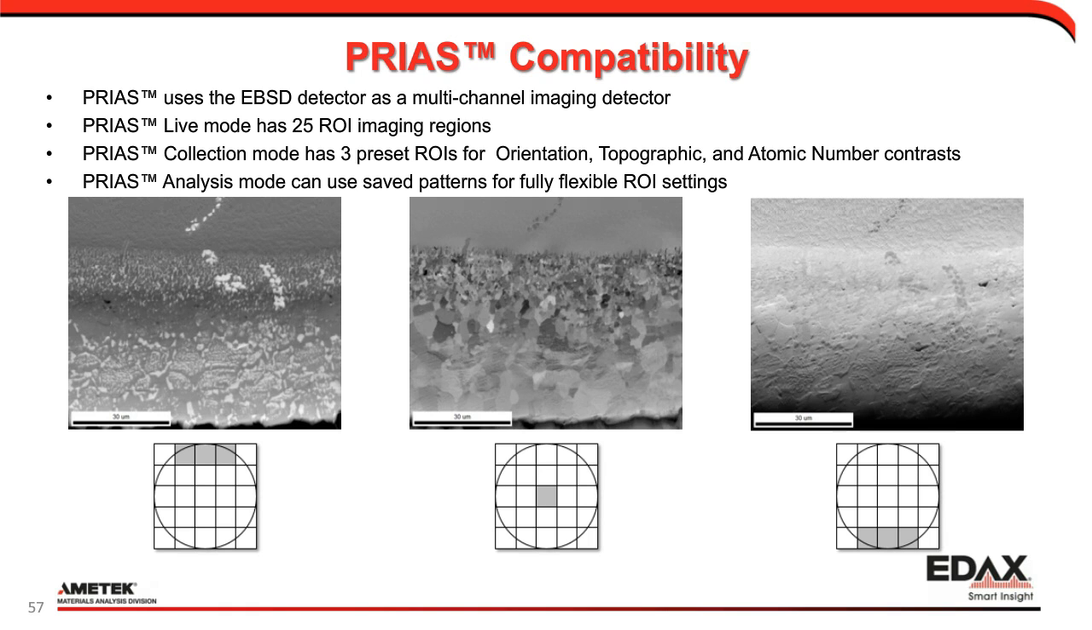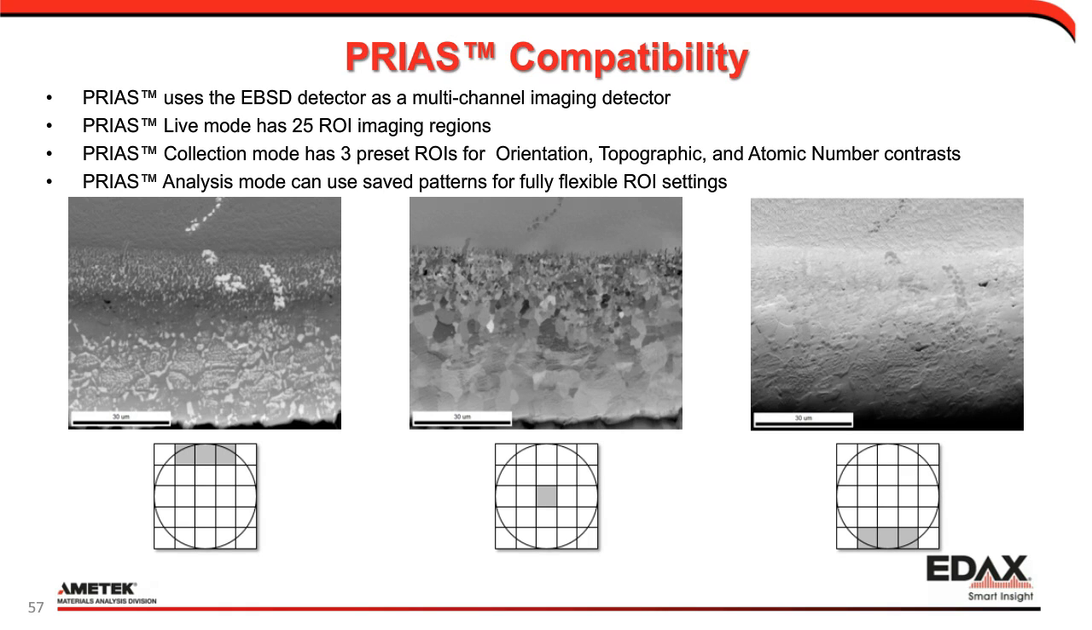Prius is also used in APEX for the Prius collection mode, where we have the 3 predefined ROIs, where this is an example from a thermal barrier coating from a nickel superalloy, where the image on the left comes from the top ROI, where we see atomic number contrast. In the middle, we see orientation contrast, and in the bottom, we see topographical contrast. And then with the saved patterns, it also supports Prius analysis mode.